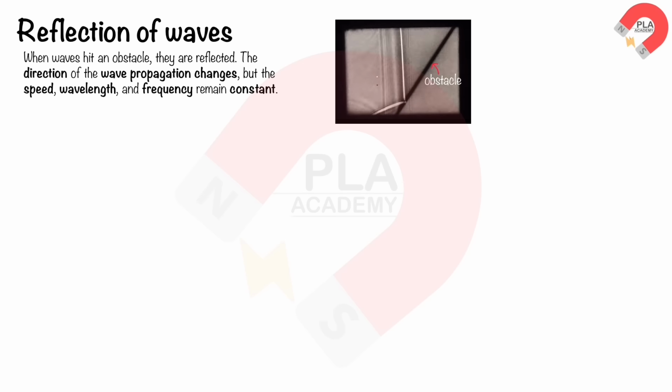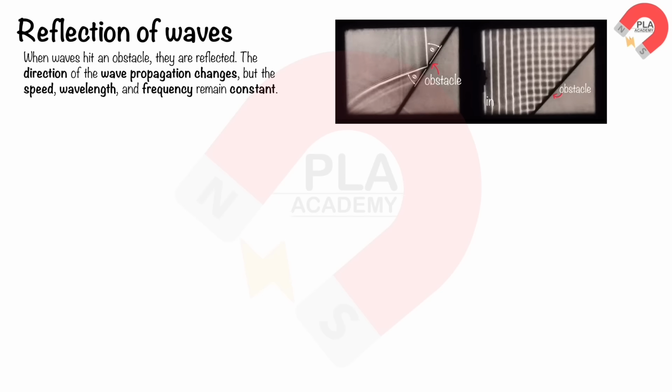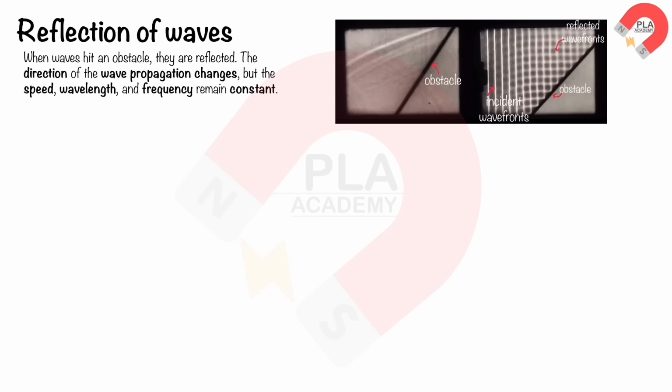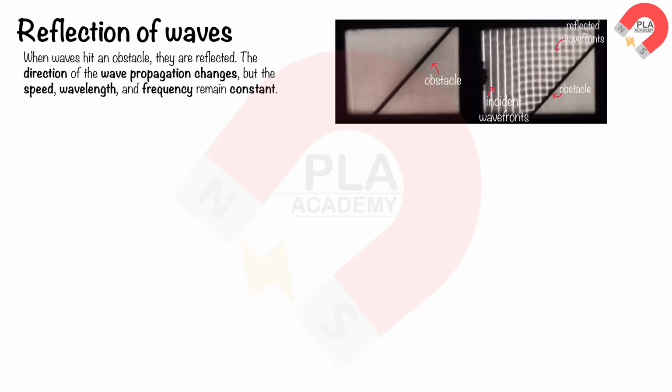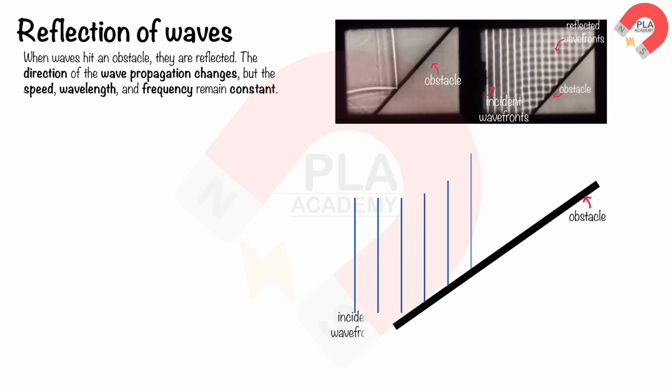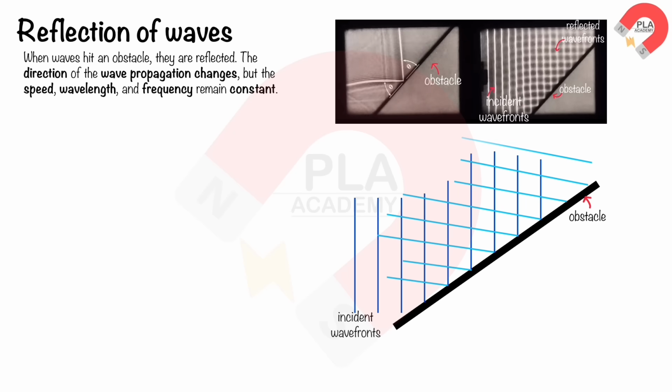The incident wavefront hits the obstacle, creating the reflected wavefront, as shown. When the series of incident wavefronts hit the obstacle, they create the series of reflected wavefronts, as shown. Candidates should be able to draw the diagram of this reflection. Draw the incident wavefronts and the reflected wavefronts.